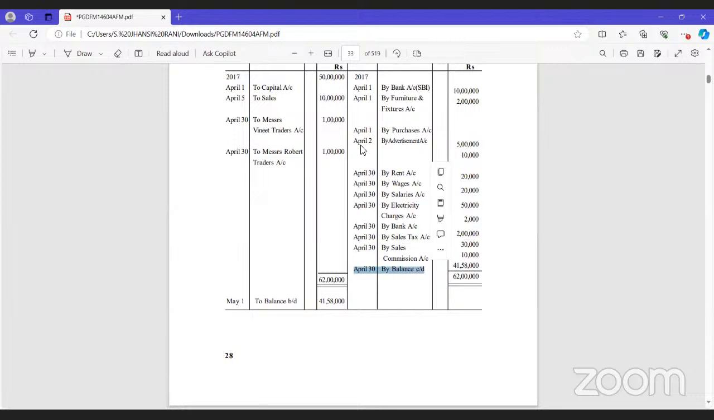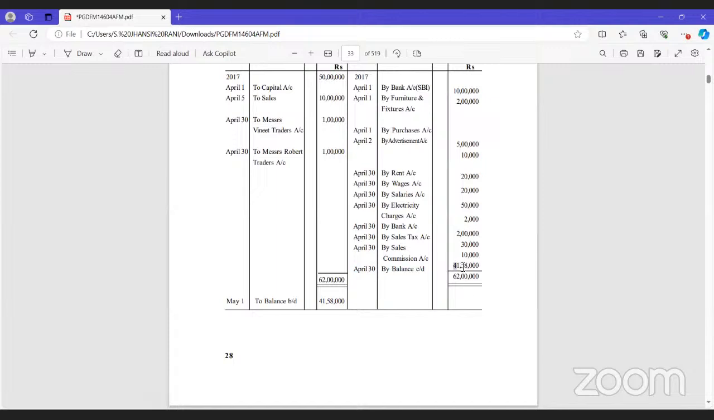By balance carried on means here the total is more on the debit side, the total is 62 lakhs, and there is a difference amount, credit is less. So when debit is more and credit is less, we write on the credit side. As it is April month, we will write April 30, the ending of that month. We want to know what is the balance left over in that account. So at the end of that month, April 30, by balance carried on.